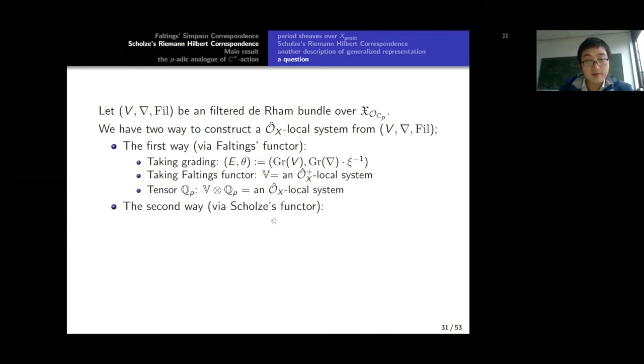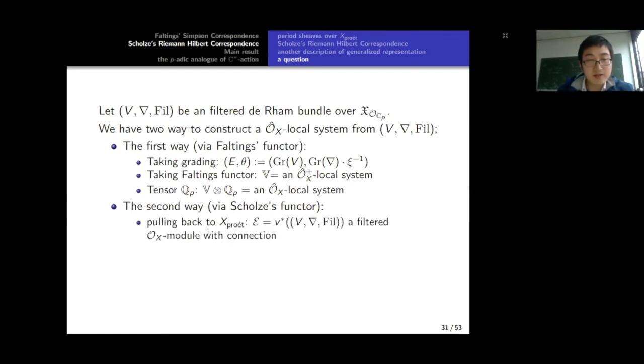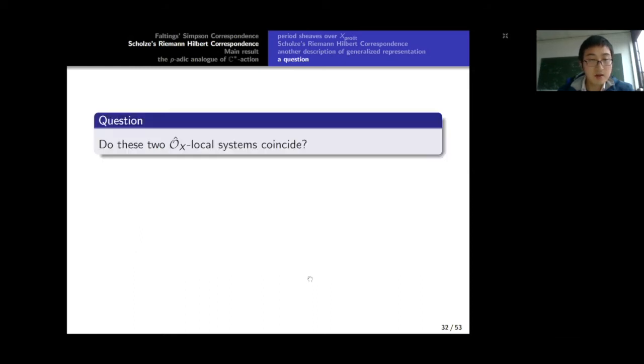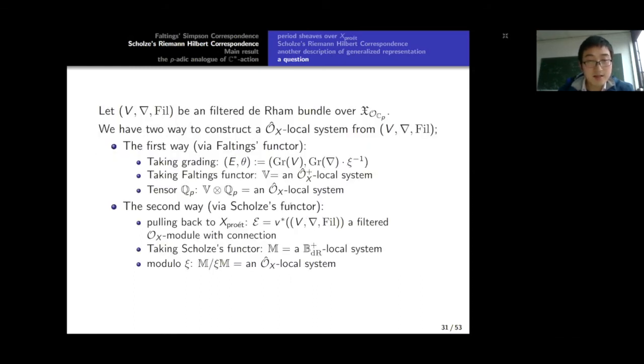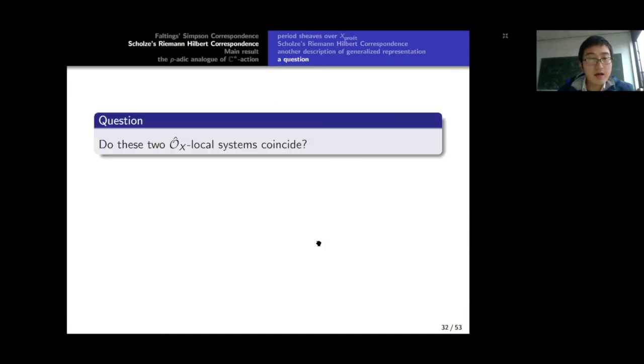The second way is via Scholze's functor. Firstly, we pull back to X pro eta via this map nu. Then we get a filtered O_X module with connection. And then we take Scholze's functor, we get a B plus local system. Modulo this C, then we get an O hat X local system. The question is, do these two O hat X local systems coincide?